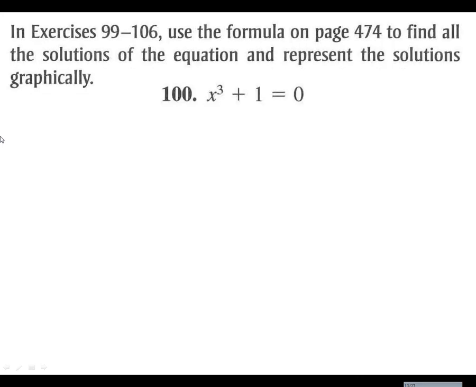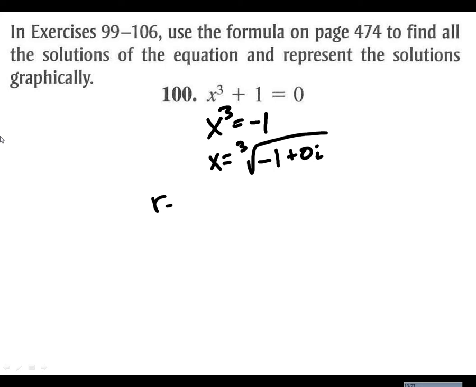All right, last one, 100. Let's find all our solutions here. So if we move this around, we're going to have x cubed equals negative 1. So we want to find the cube root of negative 1. I don't see any i's in there yet, so we can say plus 0i. All right, so we're finding the cube root of negative 1 plus 0i. So let's figure this out first.